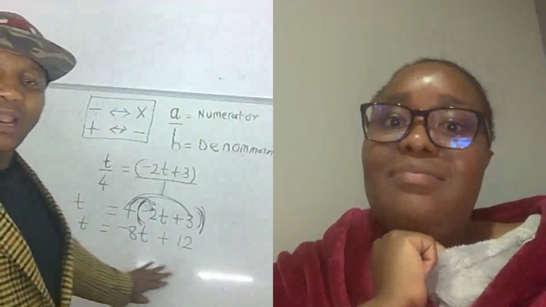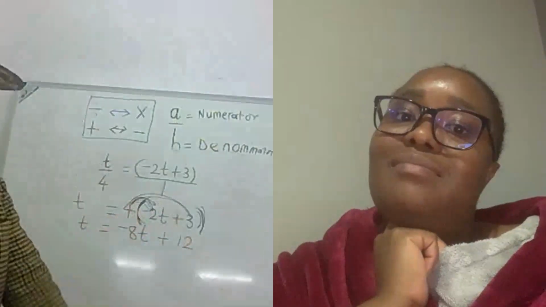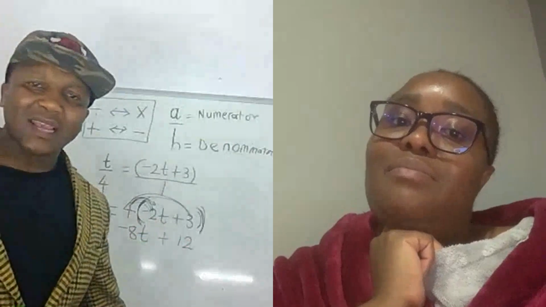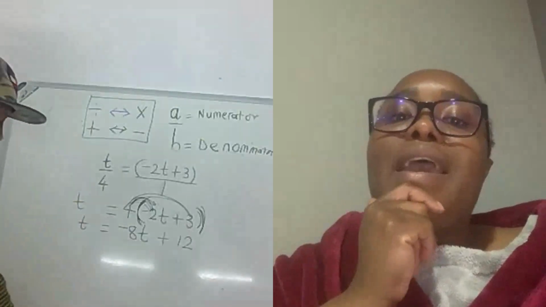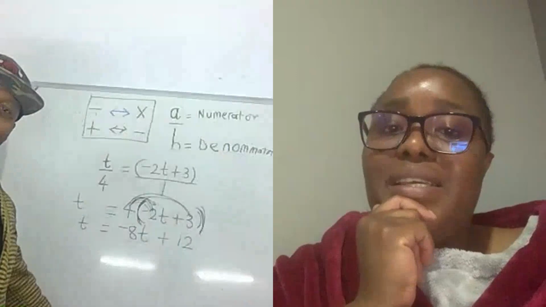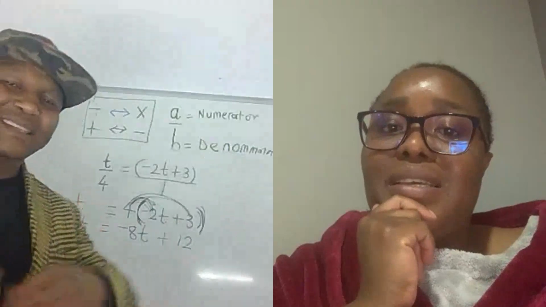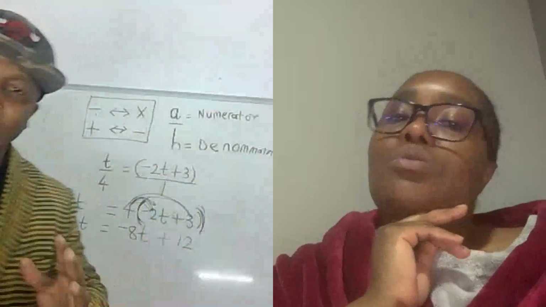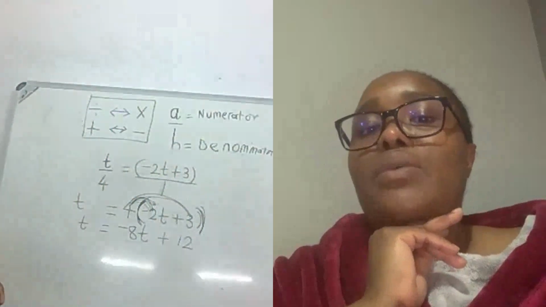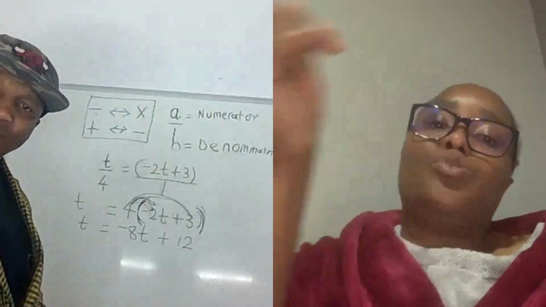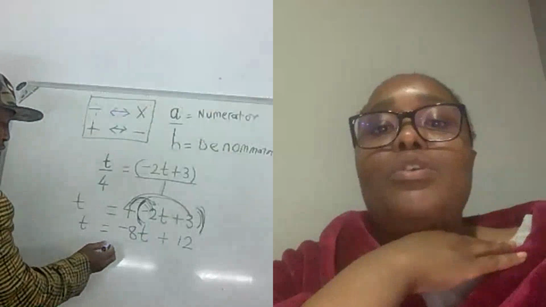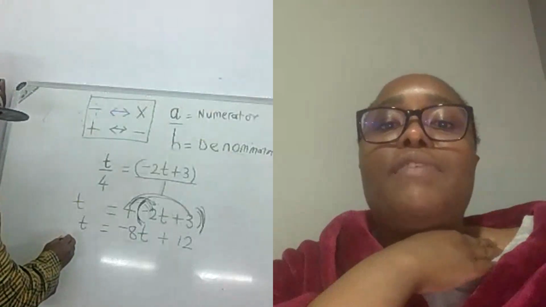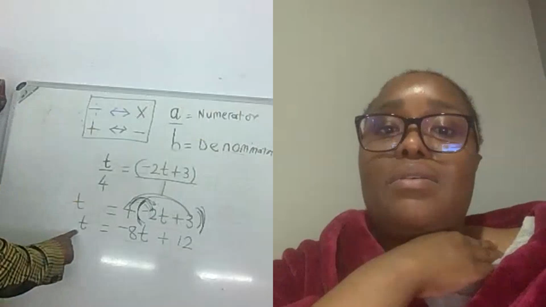Look at the like terms, Fifi. Like terms must be put with like terms. What do you do with the like terms? Which are the like terms there? So we need to take the 8t to the left side. So then what I'm going to write is negative 8t. But you must look here, right?